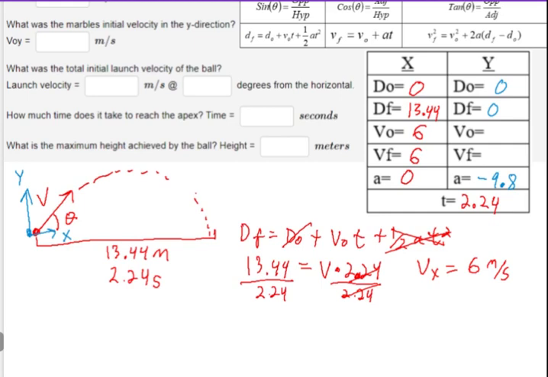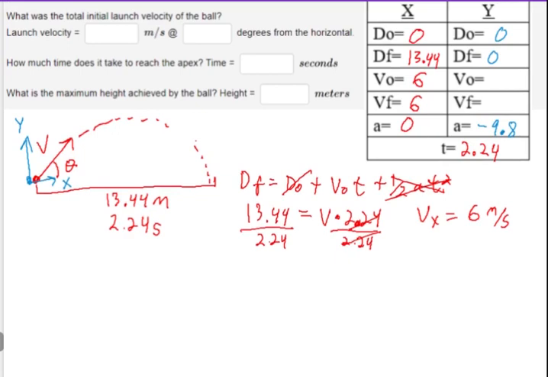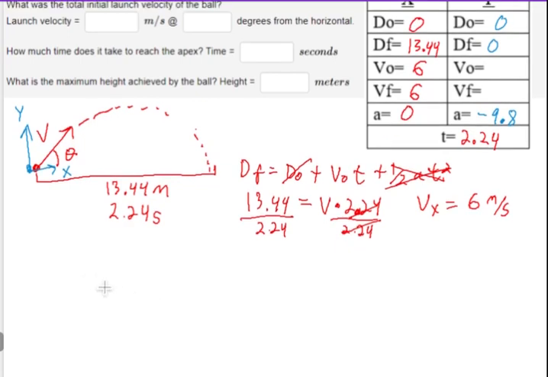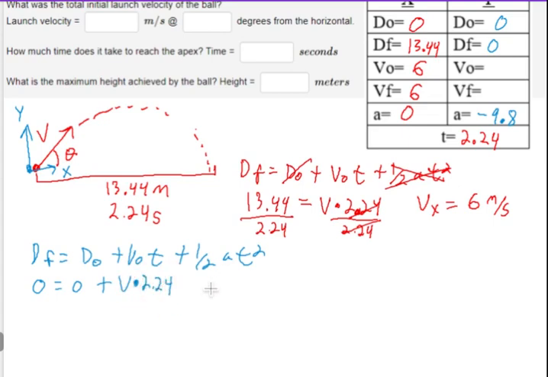All right. Next one is solve for the initial velocity in the y direction. So we could do the same thing. We can use the same equation. It's the only way to do it. So let's do that. df equals d0 plus V0t plus 1/2 at squared. So df and d0 are both 0 here. So 0 is equal to 0 plus my velocity, which I don't know. So v is equal to something. That's why I'm just going to leave it as v, times my time, which is 2.24, plus 1/2 times negative 9.8, and then times my time again, squared this time.